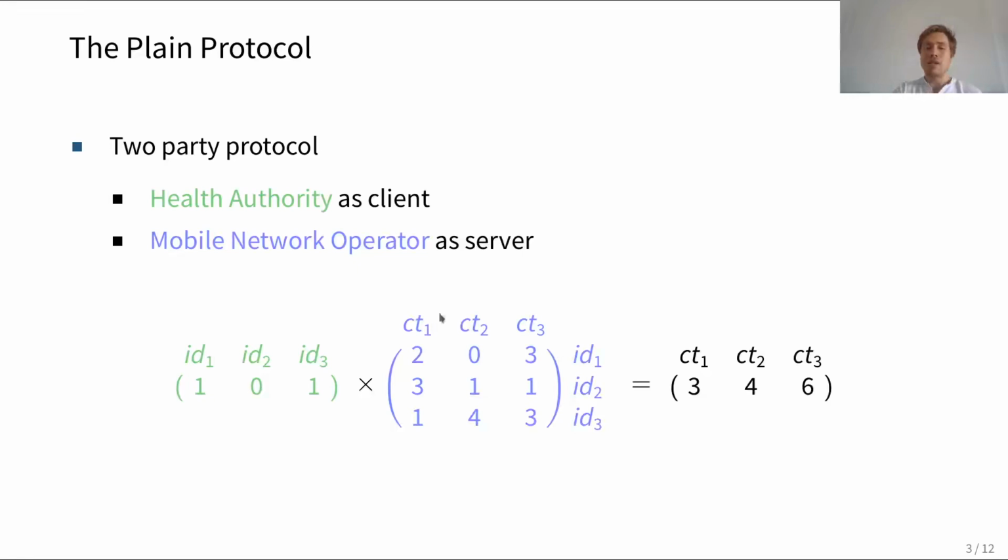The matrix, on the other hand, is the input of the mobile network operator. And the elements in the matrix indicate how long each person has been connected to a given cell tower. When we then perform this matrix vector multiplication, the result is our desired heat map, which indicates how long all individuals which are infected have aggregatedly spent on a given cell tower. And we now have a look at how we can realize this matrix vector multiplication without leaking these data sets.